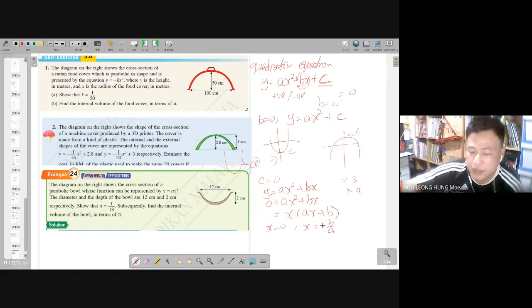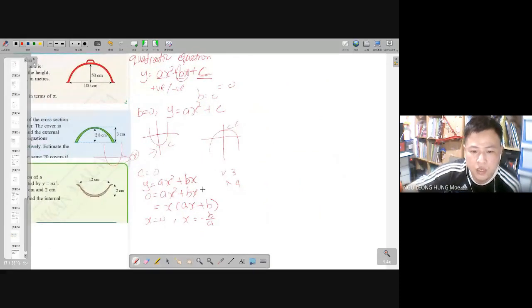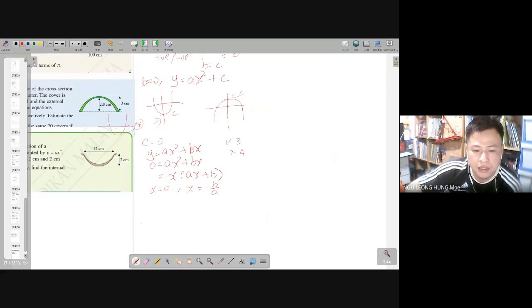Okay, why is it very important? If c equal to 0, that means the graph will be like this. If a is positive, then it is either like this or like this.